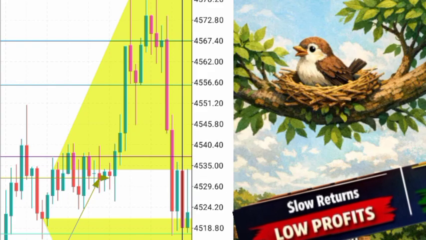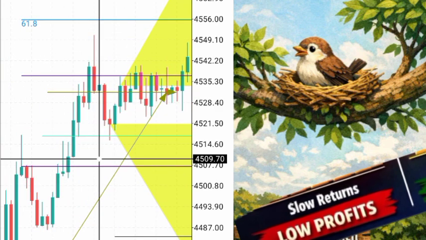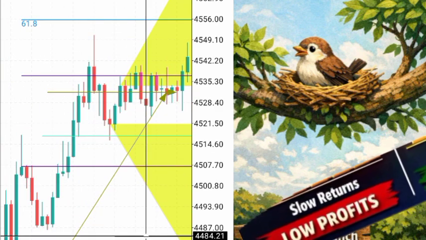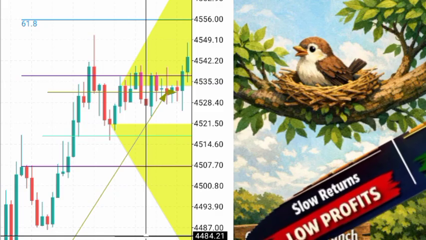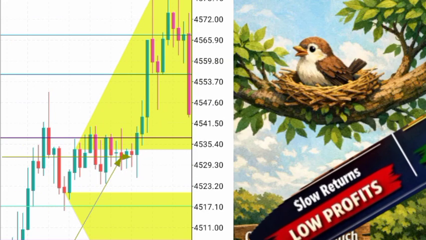Now we still have this level, the last level down that has not been tested. This is the 4484. So this is a level for which we are expecting to buy and hold for the next 3000 pips. So let's see if that level was finally tested.